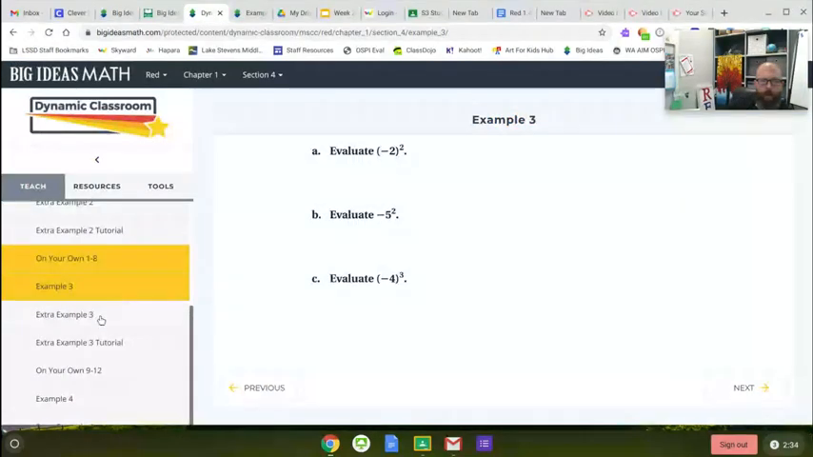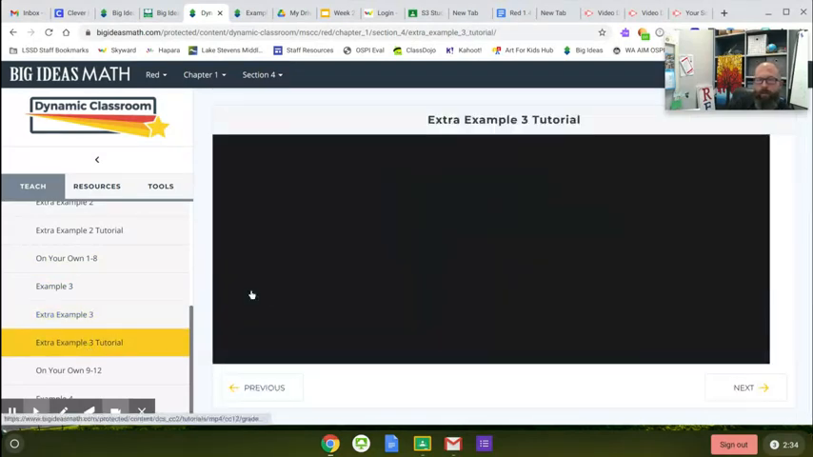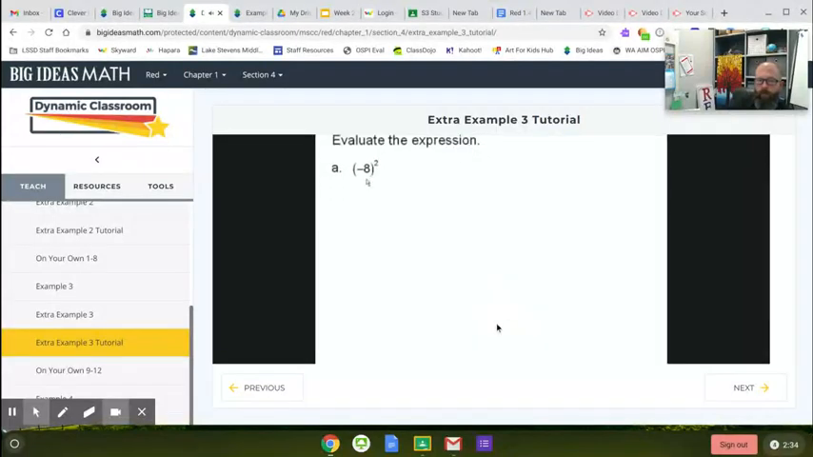All right, let's take a look at some more here. So here's some expressions that we're going to evaluate, and let's watch the tutorial and see how they do it. Evaluate the expression, (-8) squared. Now notice we have an exponent. So when we evaluate exponents, remember that -8 is the base, and the exponent tells us how many factors of -8 will be multiplied. So in this case, our exponent is 2. So that means we multiply -8 twice. So we have -8 times -8.